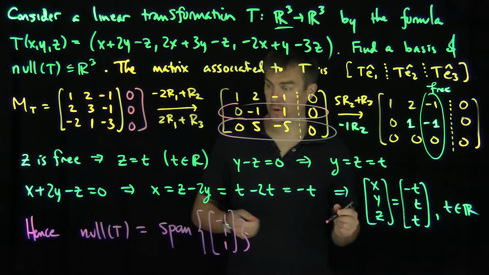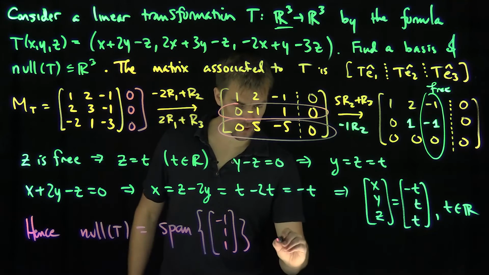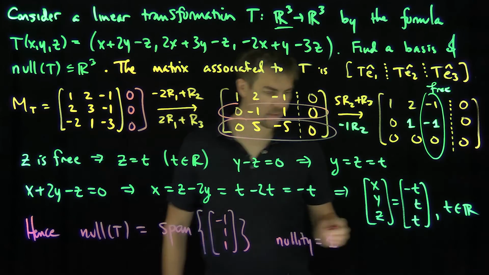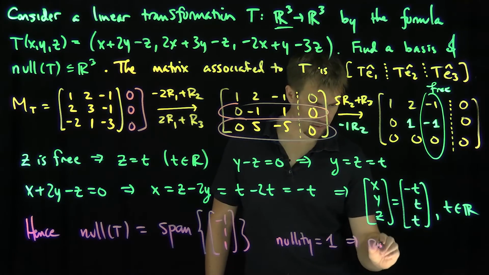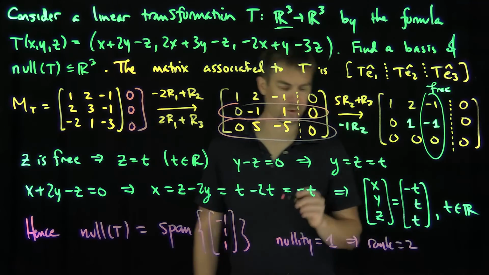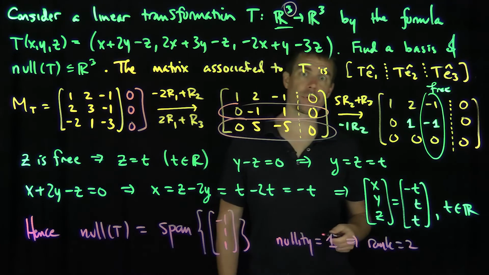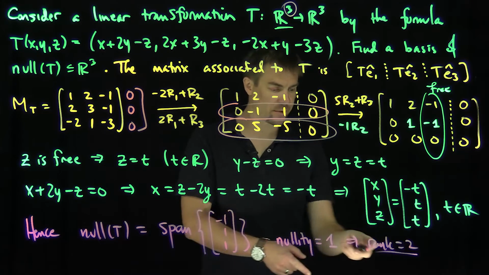In other words, the dimension of the null space, the nullity, is equal to 1. And that implies that the rank of the matrix is equal to 2, because the nullity plus the rank has to be the dimension of the input space, which is equal to 3. So the rank of this matrix has to be 2.